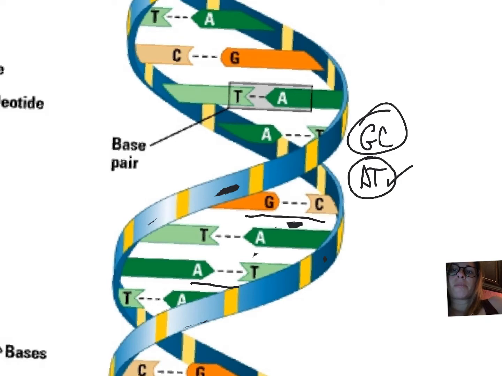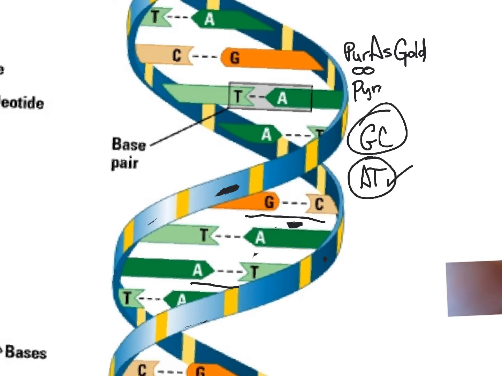So that's important. And part of the reason is, remember the purines and the pyrimidines again, right? So we had "pure as gold." Okay, so it means our purines are going to be A and G. So they are 2 rings big. And our pyrimidines, or "pi cut," right, are going to be C and T. So they're only 1 ring big.